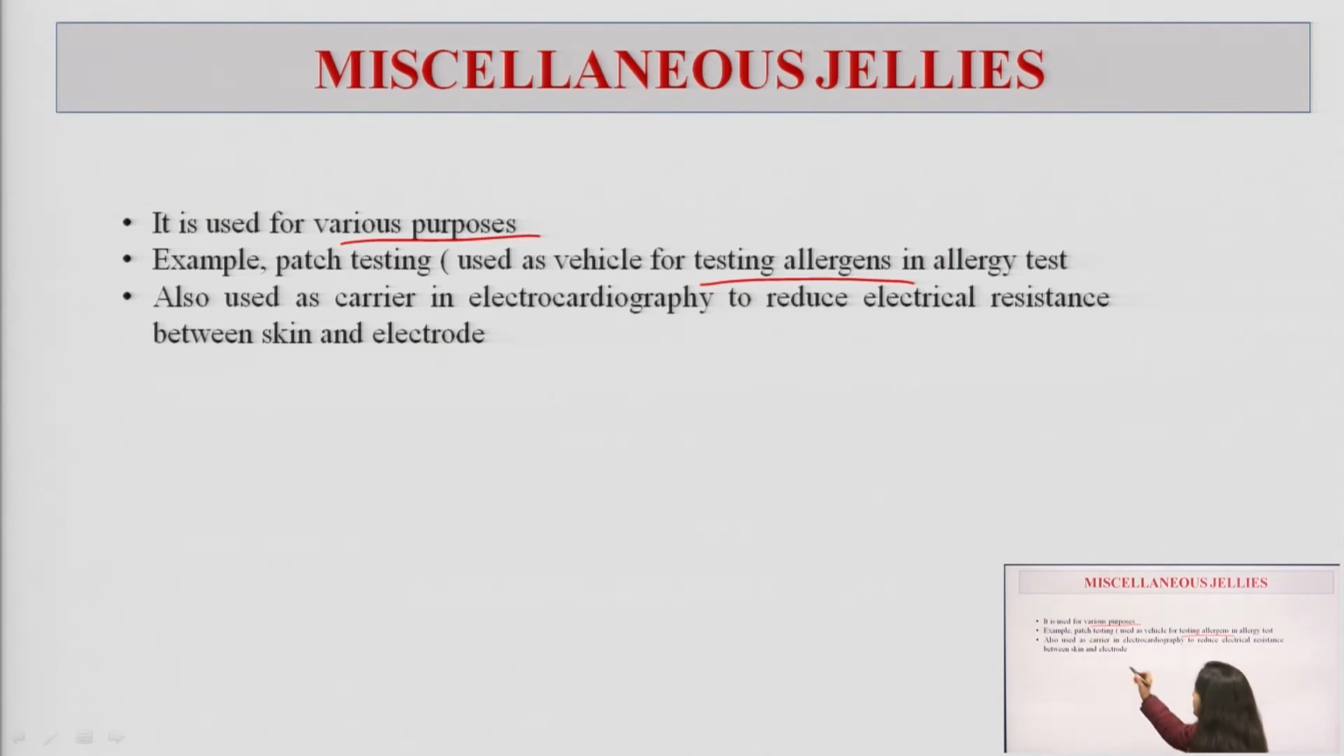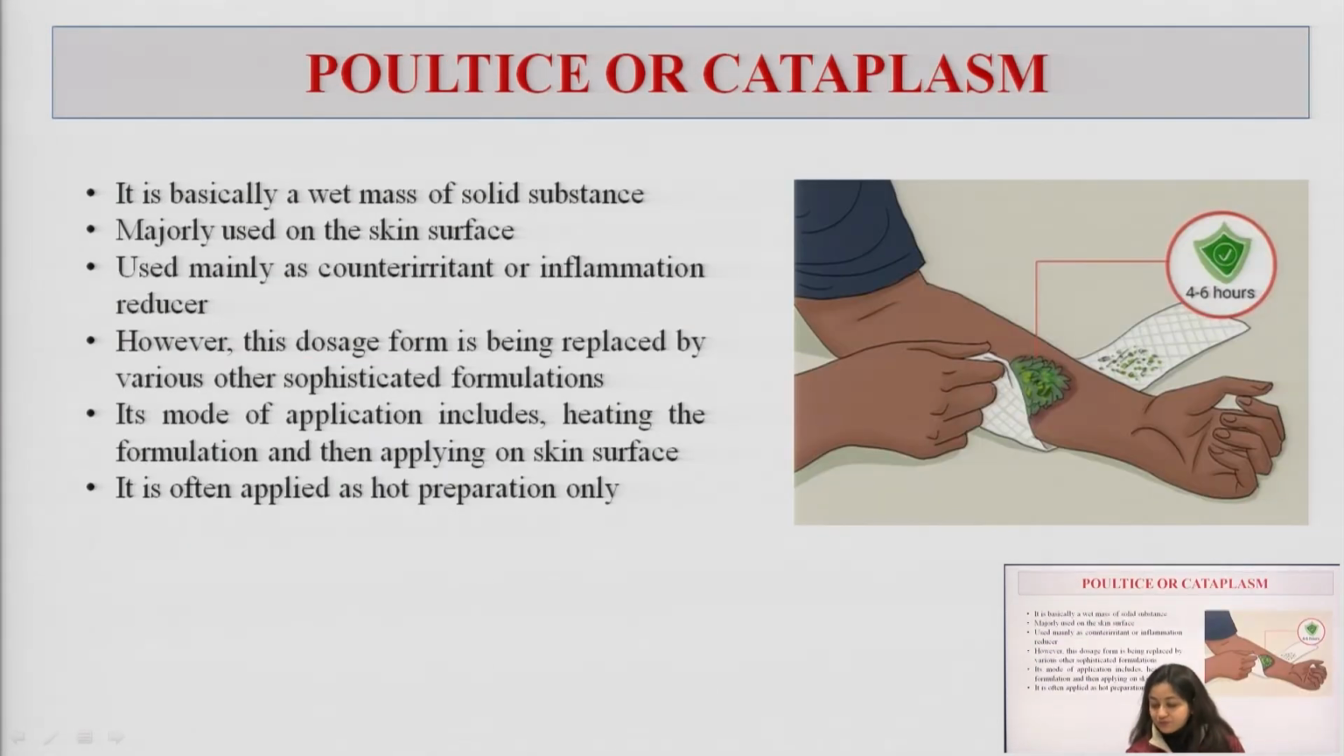Then it can also be used as a carrier in electrocardiography, or to reduce the electrical resistance between the skin and the electrode. So, whenever we want to perform electrocardiography and we want to decrease the contact resistance between the skin and the electrode, we apply miscellaneous jellies, so that helps us to reduce the contact time and the friction between the skin and the electrode.